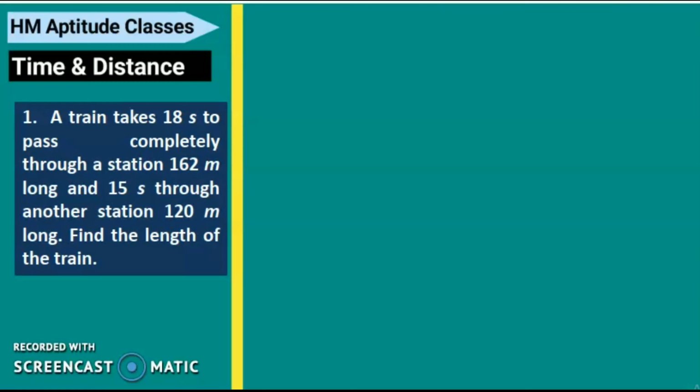First station is 162 meter length and second station is 120 meter length, and the train's length is not given. So suppose we take the first condition. It takes 18 seconds to cross the 162 meter long station. Then it takes 15 seconds to cross the 120 meter long station.